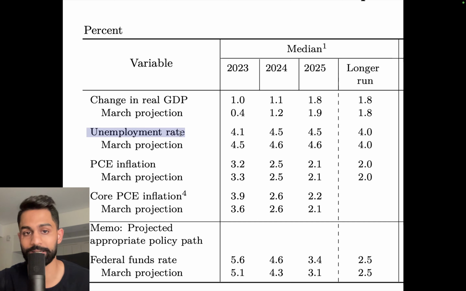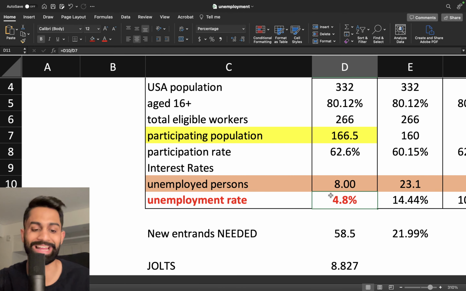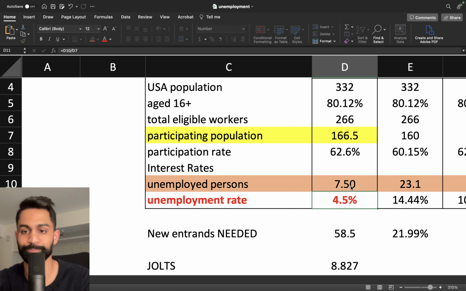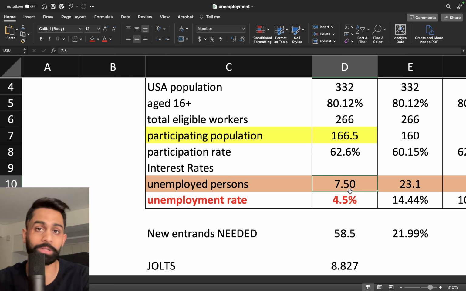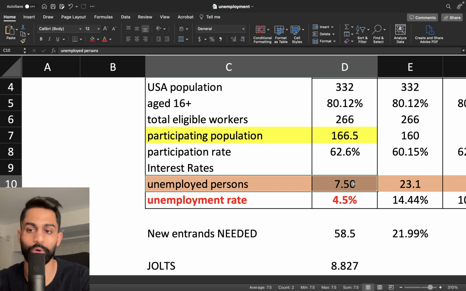So unemployment rate, they're expecting 4.5%. So 4.5% is what they're expecting in 2024. And right now we're sitting at 3.8, right? So this is where we are. In order to get to 4.5%, this number would need to get up to 7.5 million. So 7.5 million people would need to be unemployed in order for this unemployment rate to be 4.5%.